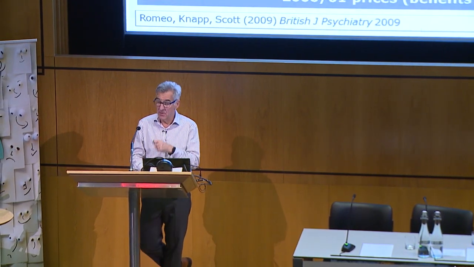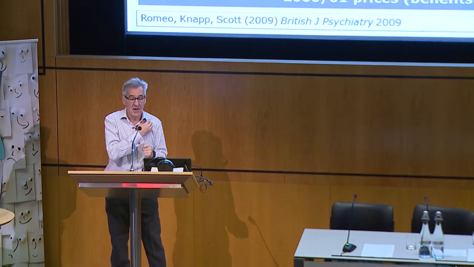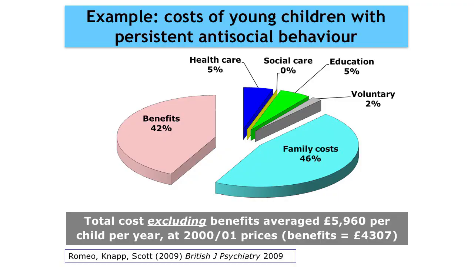Now let me just illustrate that with two studies, and they actually play out quite nicely to this morning's talks from Richard and Andrew, with the focus on child mental health issues and the importance of child mental health for well-being experienced across the adulthood life course. Now, this is just a simple pie chart describing the costs of young children with persistent antisocial behaviour.